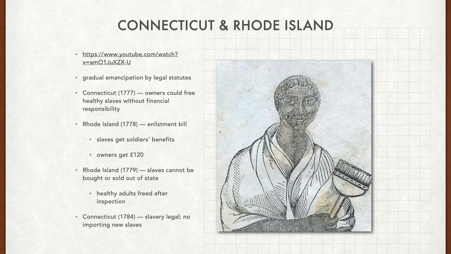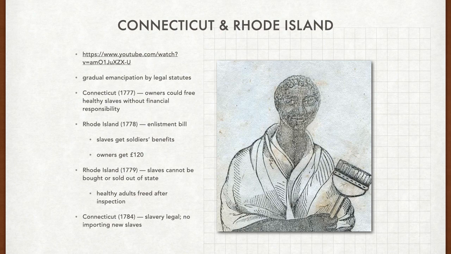Connecticut and Rhode Island both instituted gradual emancipation plans by way of legal statutes, meaning that they put into law their plans for gradual emancipation. In both states, the Revolutionary War started the process of emancipation because both enlisted slaves to fill troop requirements during the war. Okay, so remember we talked about the Revolution and how some states would buy slaves? Well, both of these states did that.